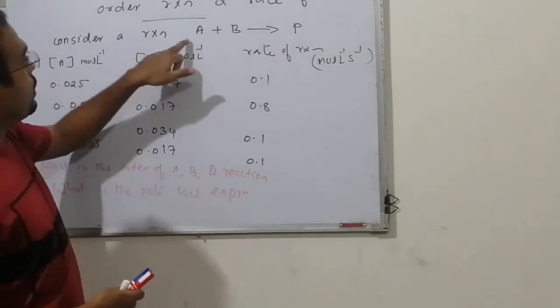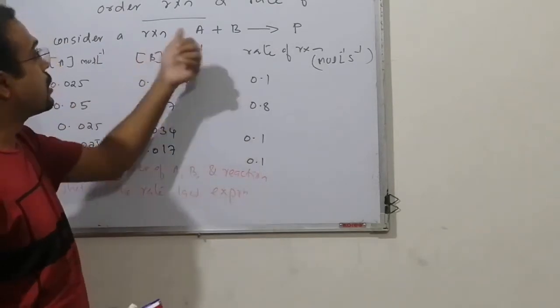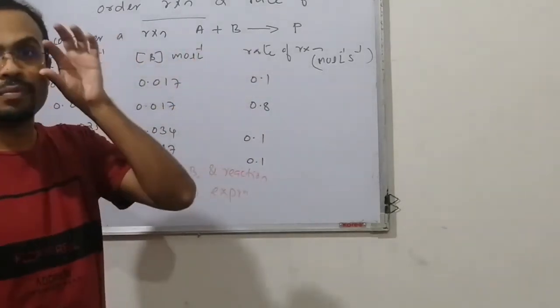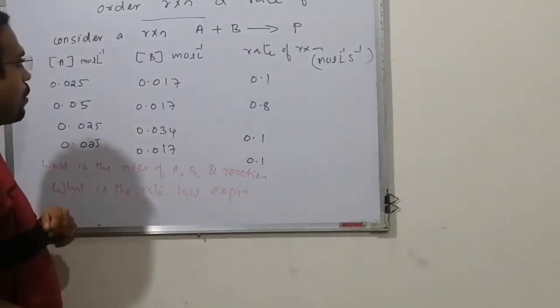When you look at the reaction, the coefficients are 1. Could you take that coefficient as the order? No. Here is the meaning of experimental quantity. Okay.